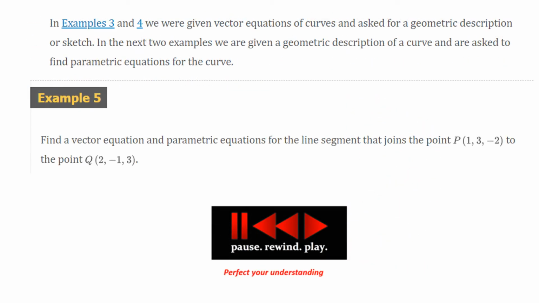Now, in the previous examples, we were given vector equations of a curve and asked for a geometric description of them. In the next two examples, we are given geometric descriptions of a curve and asked to find parametric equations for the curve. So this example asks you, find a vector equation and parametric equation for the line segment that joins these two points in three-dimensional space. You know what to do. Let's see how you did.